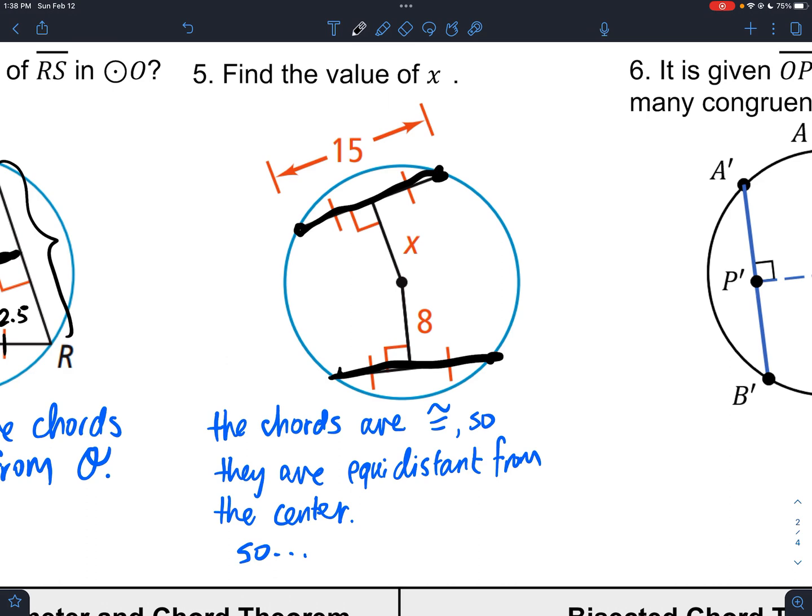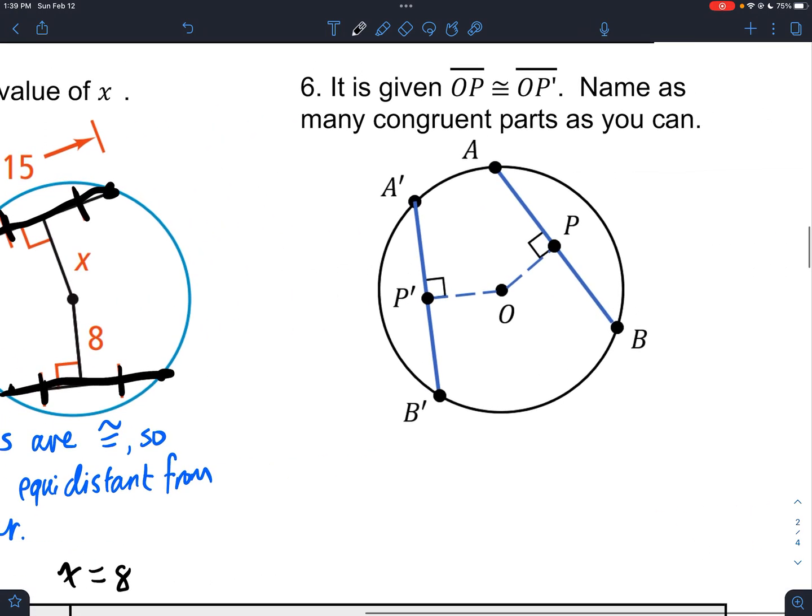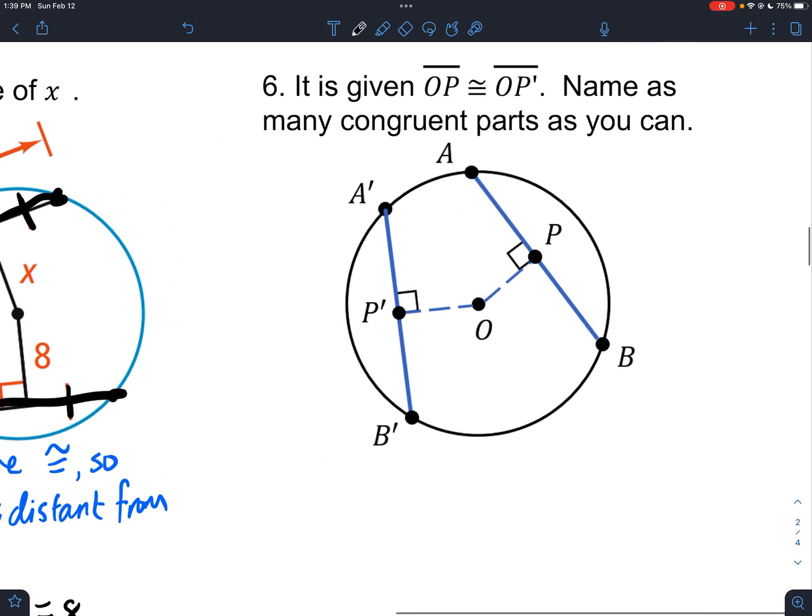So for this one, we see that this chord and this chord are congruent because they have the same markings. So they're both 15. And because the chords are the same, that means they're the same distance from the center. Remember, it goes both ways. So it's simply said here that x is 8 because the chords are the same, which means they must be the same distance from the center. Okay?